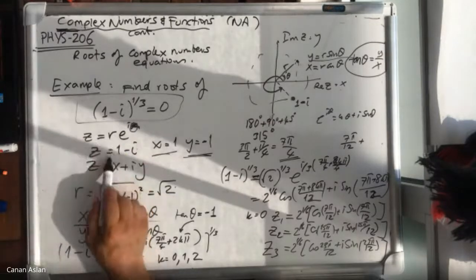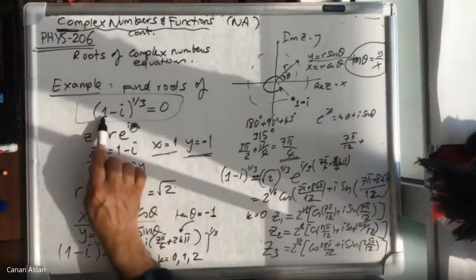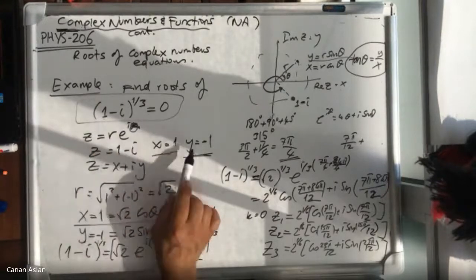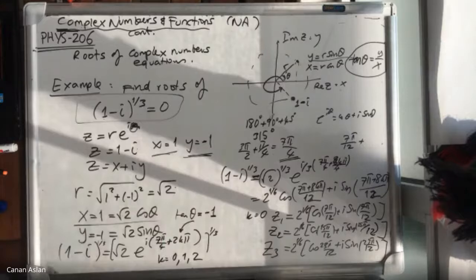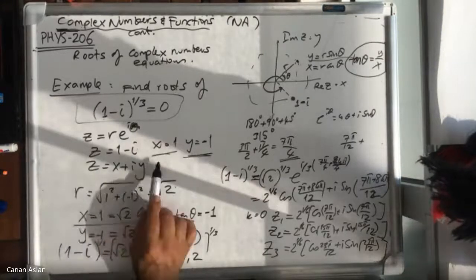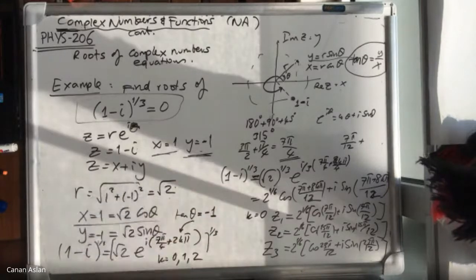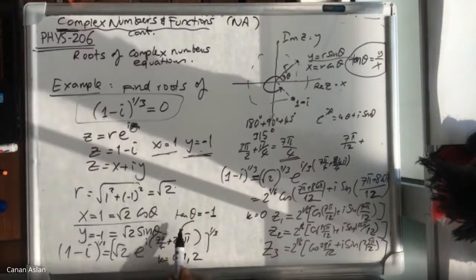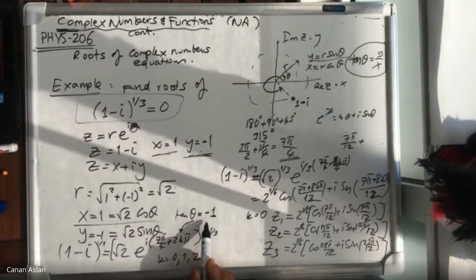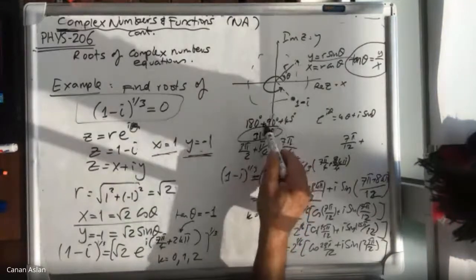So for this one, since z equals x plus iy is given by 1 minus I, x equals 1 and y equals minus 1, as you see. In this case, we can get the magnitude by taking the squares of each x and y, adding them up, and taking the square root. It gives you square root of 2. Now our purpose is to get the angle. Since x equals 1 and y equals minus 1, tangent theta is minus 1. From this, we can find that this must be angle 315 degrees.